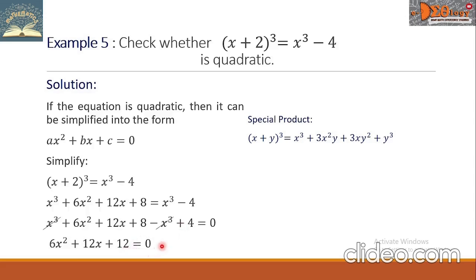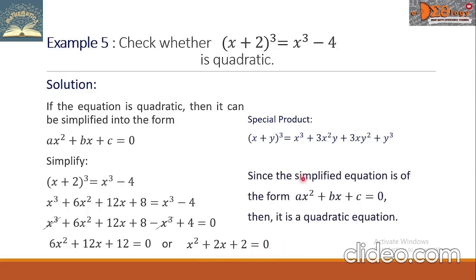We can simplify this further by dividing by 6. So we have x squared plus 2x plus 2 equals 0. Since the simplified equation is of the form ax squared plus bx plus c equals 0, then it is a quadratic equation.